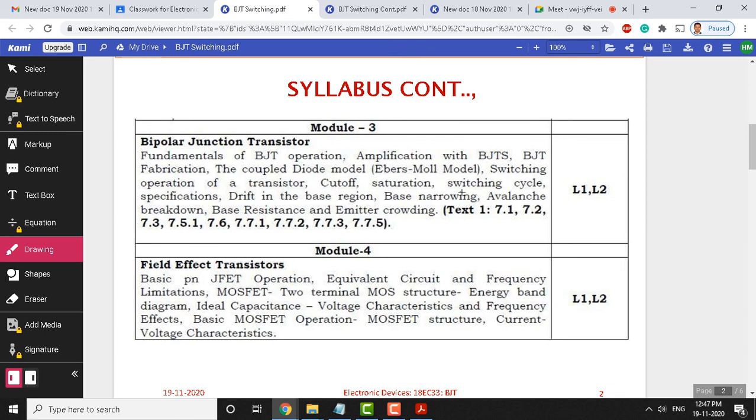With that, next class we will be covering the switching cycle specifications. Though we have discussed the cutoff region and switching operation of a transistor, the next class will focus on saturation and the switching cycle. With that, we will wind up this module 3. Okay, so see you in the next class.